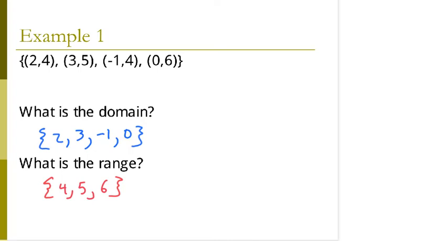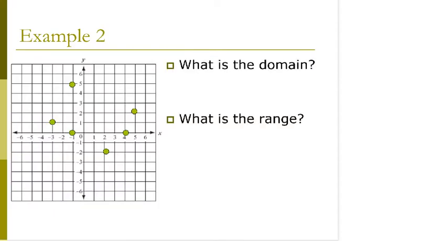If we were to try and figure out the domain and range from a graph, then we're still trying to find out what set of x values and what set of y values make sense. So notice that the x value that corresponds to this point, this part of our relation, is negative 3. So negative 3 is in the domain. For this point, negative 1 is its x value. So negative 1 would be in the domain as well.